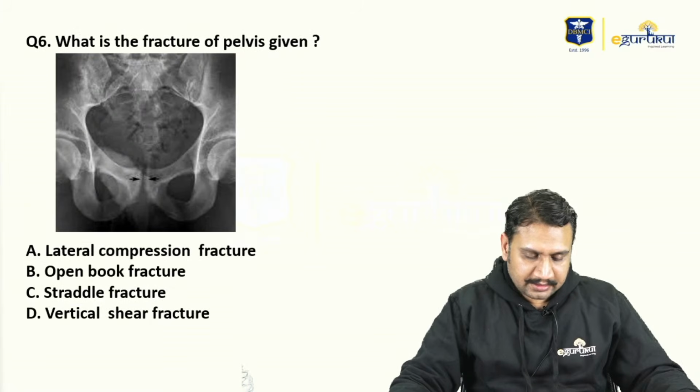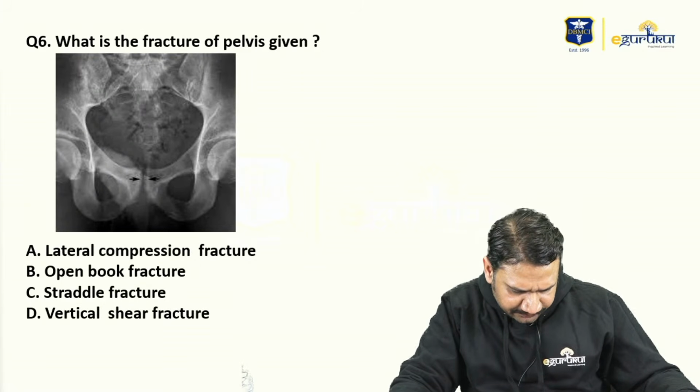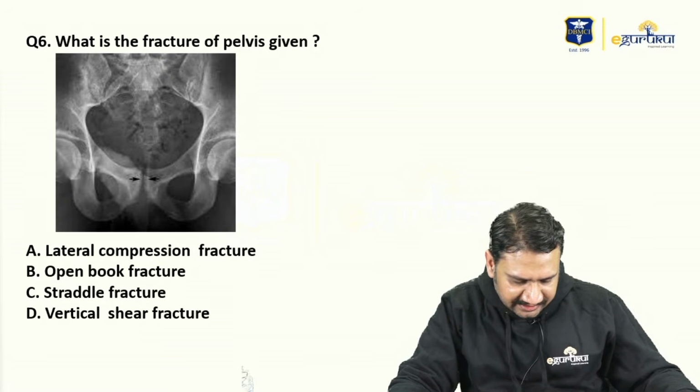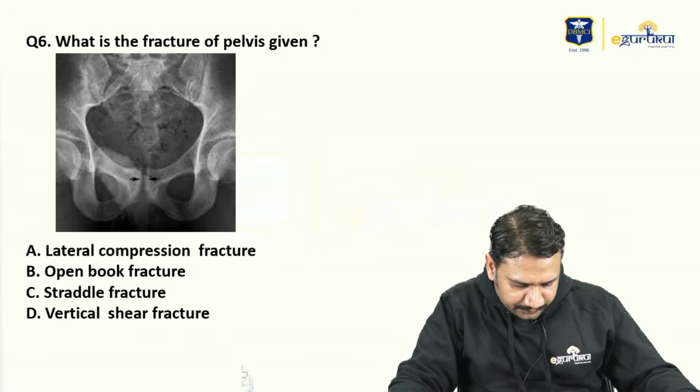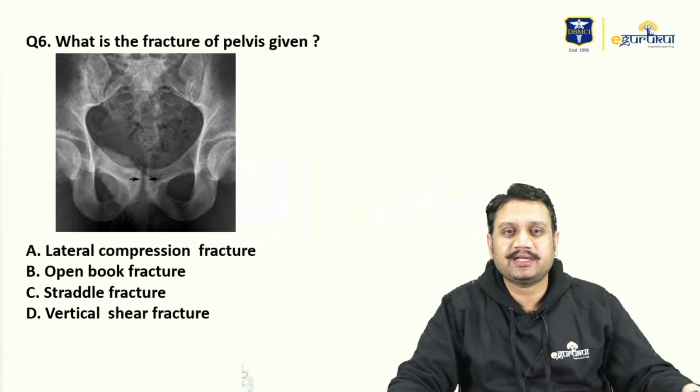Okay. What is the fracture of pelvis given in the image? Open book fracture, or the straddle fracture, or the vertical shear fractures. So honestly speaking, I don't see any big major displacement in the bone here.